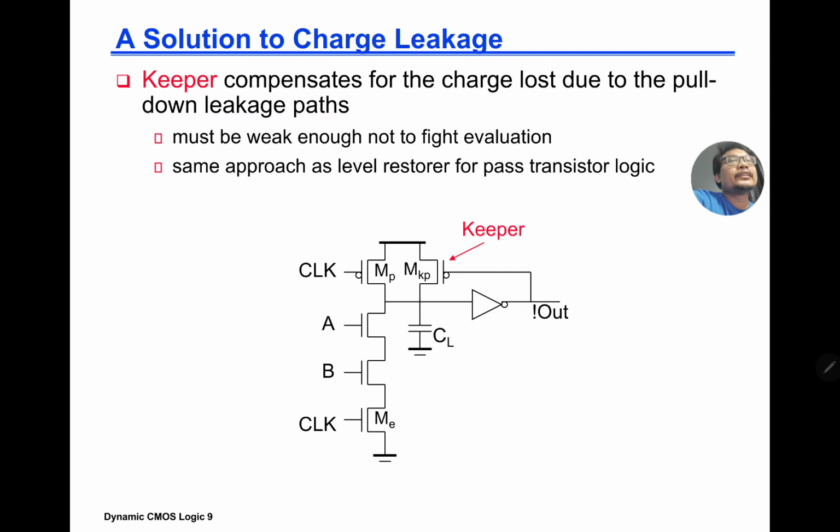So how to overcome the charge leakage? Of course, people come with a solution. We can solve this using something called the keeper. The keeper compensates for the charge loss due to the pull down leakage path. It must be weak enough not to fight evaluation. It's the same approach as a level restorer for the PT logic. What the keeper does is, your output here is logic 1, and it's going to drop. Let's say 2.5, it drops to 1.8, and what happened here is this is going to be logic 0, this is on, and here is connected. So here is going to go back to 2.5, and we have a full swing.